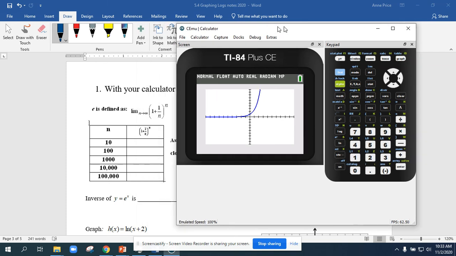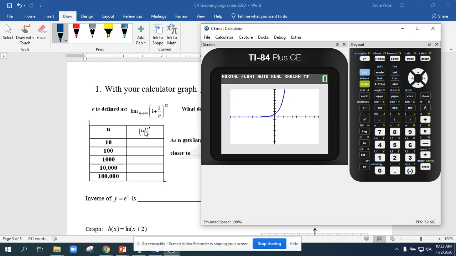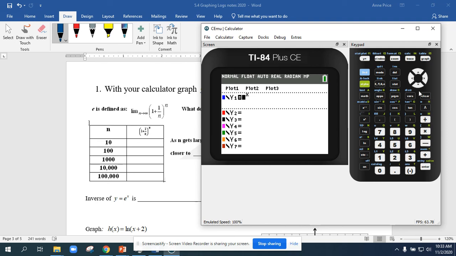Well, we can actually calculate that by putting in very large values of 1 plus 1 over n to the n. So what I'm going to do is go ahead and put that right here. So this is 1 plus 1 over x, raised to the x. And we want to see what happens as that gets really, really large.